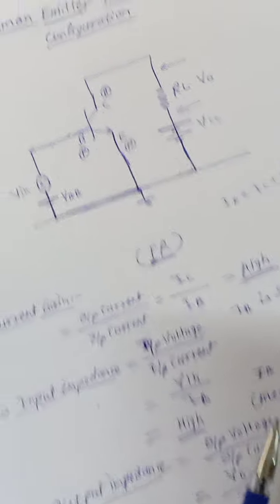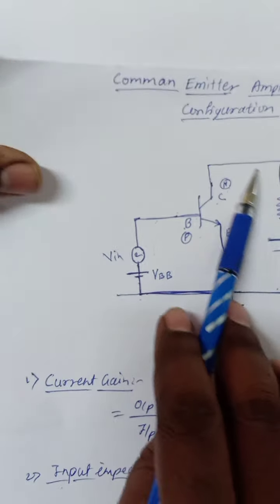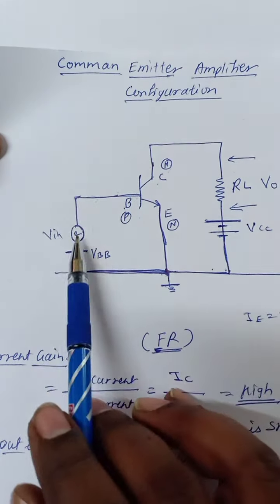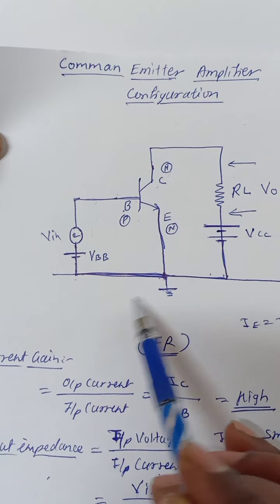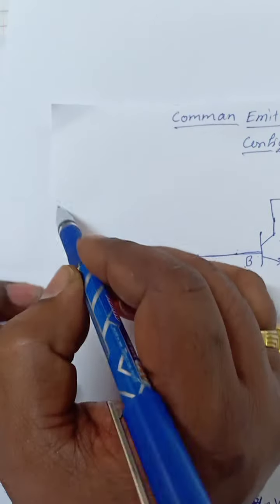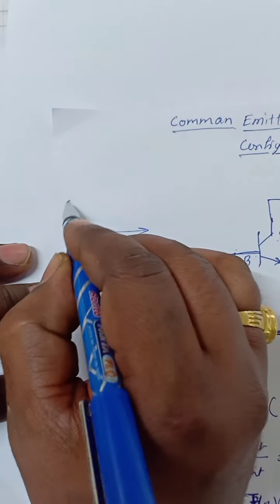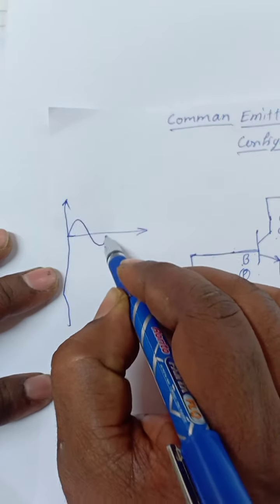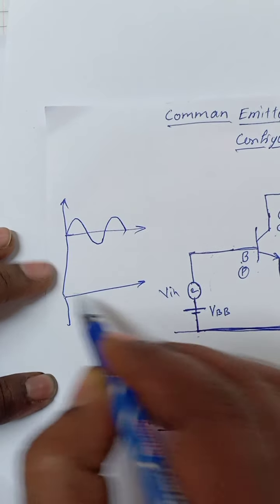So this is the common emitter amplifier. You should know how to draw it. I am discussing it step by step: first connecting input and output, then applying the DC voltages. I will explain that step by step. If we consider the input and output waveforms, this is the most important point. If the input voltage is applied here, then we get the output voltage.